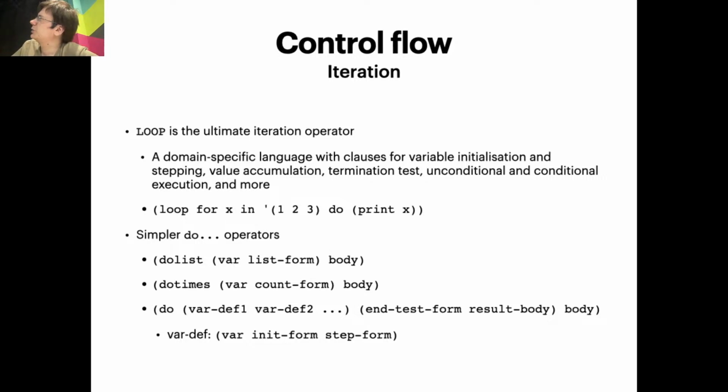And then there are simpler do operators, so we can iterate over a list, we can iterate a certain number of times, and there is this more complex, more general do form where we can specify what variables we iterate on, how they are initialized, how they are incremented or generally changed, and we can set up when our loop stops. So it's not as complex as loop, but it's otherwise very general.